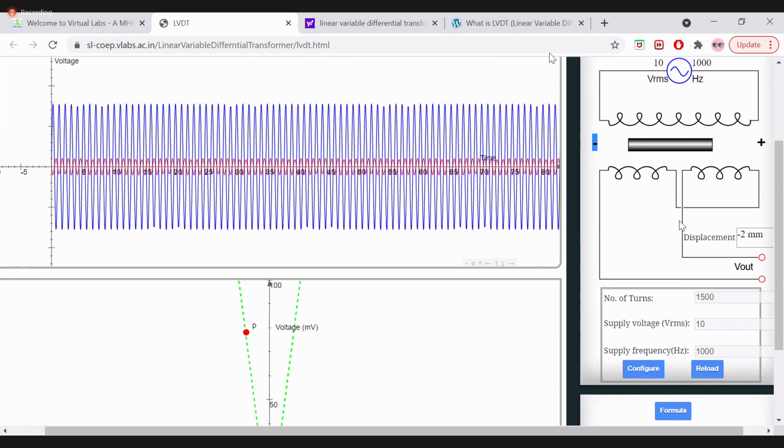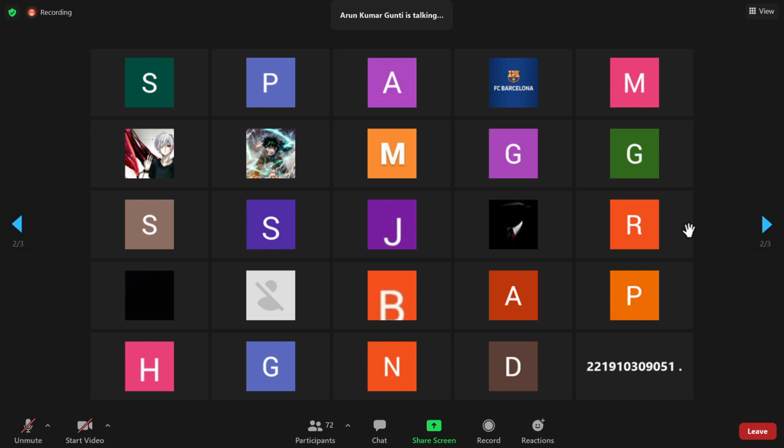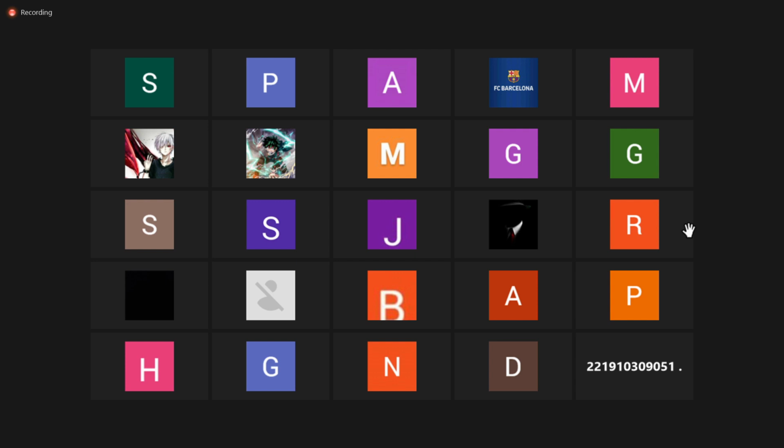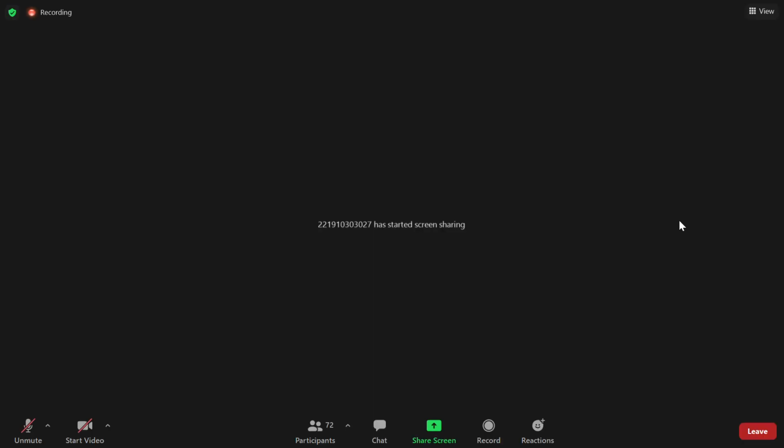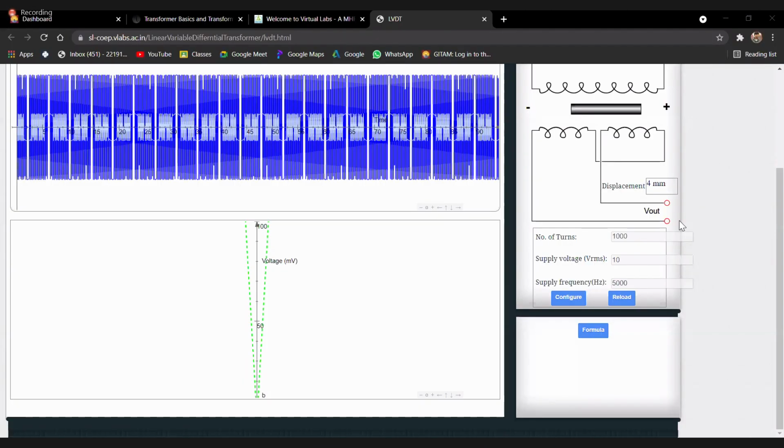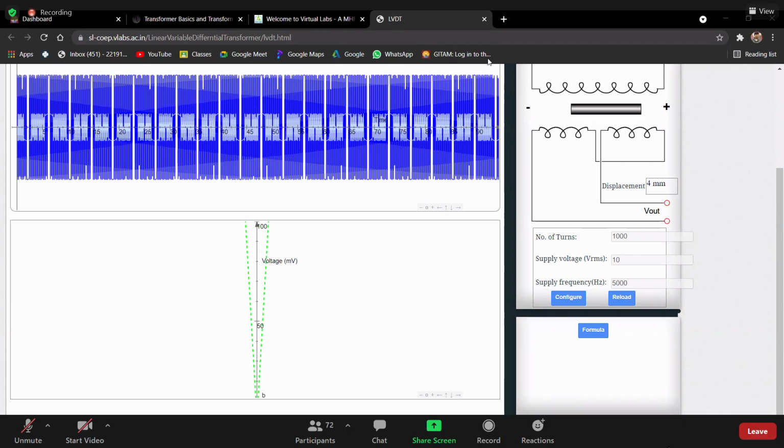Students, if you want to share your screen voluntarily, you can share. I will record and note down your screen sharing response. If you want to share voluntarily, you can use your screens. 27. Speak out. Yes, sir. Your voice is not audible.